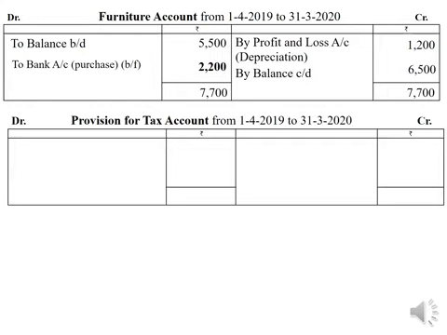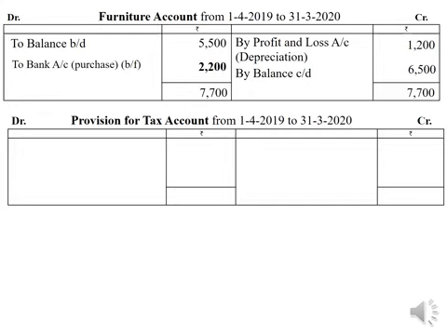Next one is provision for tax account. As it is already clarified that the provision for tax account and proposed dividend account can also be treated as current liabilities, and changes in such accounts can be adjusted while determining cash flows from operating activities. But I am taking them as appropriations and preparing accounts here.